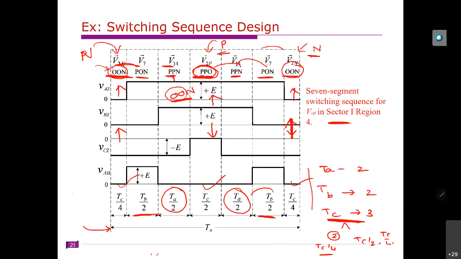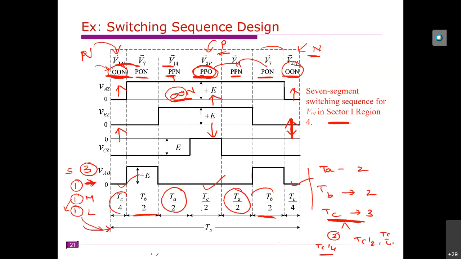So in this case, this is for sector 1 and region 4. That means you have one small vector, one medium vector, and one large vector. This is the small vector, this is the medium vector, and this is the large vector. The small vector we divided into 3 parts: TC by 4, TC by 2, and TC by 4. But the medium vector we divided into 2 parts, and the large vector we divided into 2 parts. In the small vector, half of the period we operate p type, and the other half we operate n type.